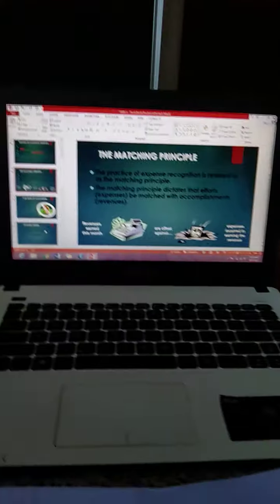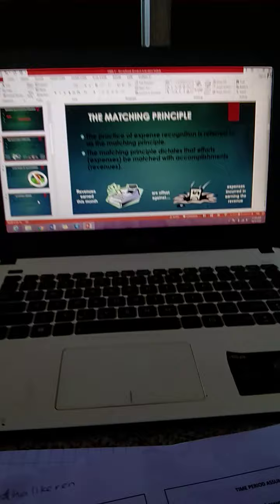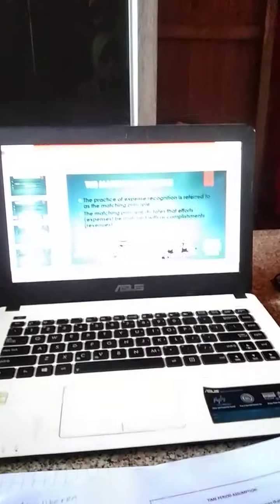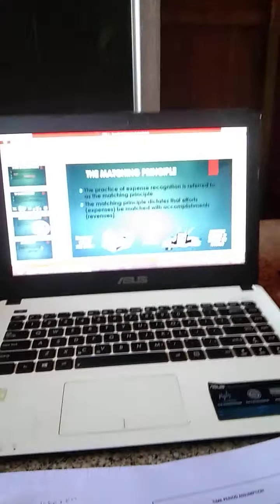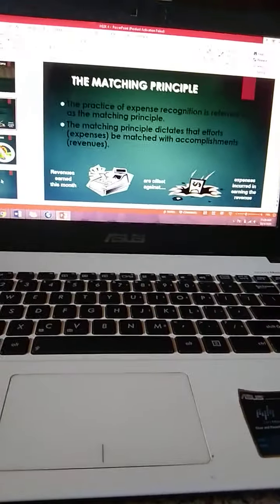About the matching principle, actually all of these, like revenue recognition, the matching principle and everything, I've already taught you in chapter 1, where about the 8 principles, I think around 8 principles. Okay, so now proceed with the matching principle. You just need to remember the matching principle. It is about matching the revenue with the expenses.